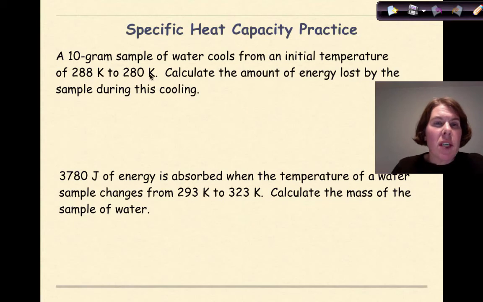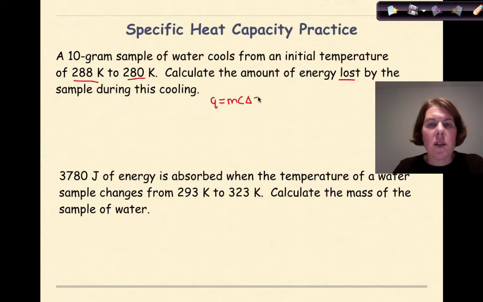A 10-gram sample of water cools from an initial temperature of 288 K to 280 K. Calculate the amount of energy lost, so we're going to have energy released, by the sample during this cooling. So we're going to have Q equals mc delta T. So again, I'm looking for the amount of energy, so I'm solving for Q. My mass is 10 grams. I am dealing with water, so that's going to be 4.18 joules per gram, and we're still in Kelvin.